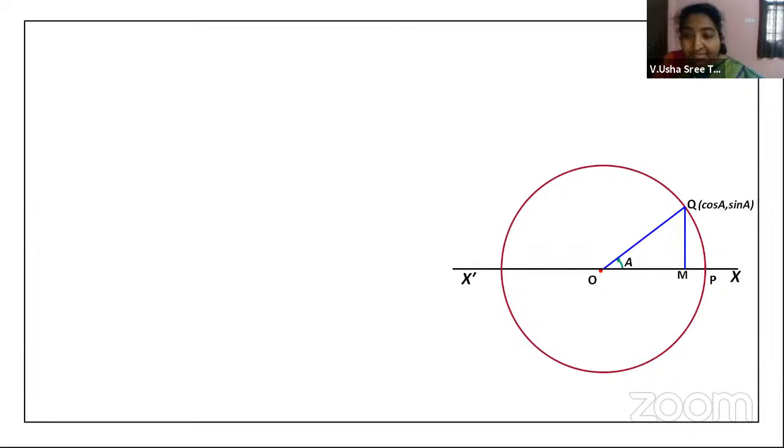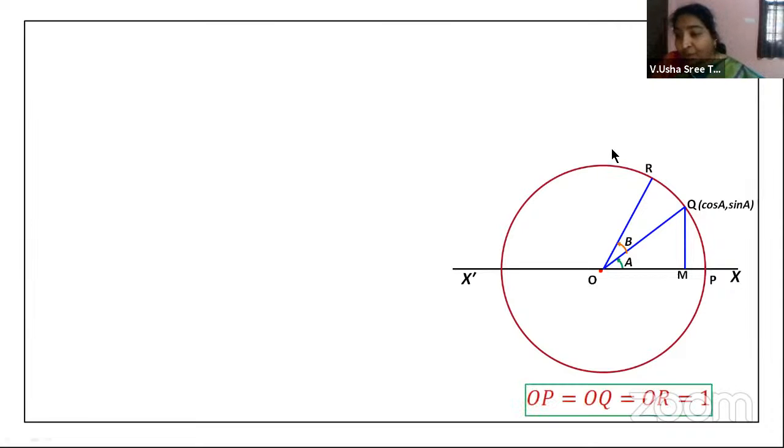This is what we have seen in the previous slide. Now we'll take another point R on the circle and join O to R. We will take this OR ray in such a way that the angle between Q and R, I mean the angle QOR, is B. At the same time, OR is again a radius. Therefore, OP, OQ and OR, all these three are radii and should be equal to 1 since you're taking a unit circle. Now, angle QOR is equal to B.